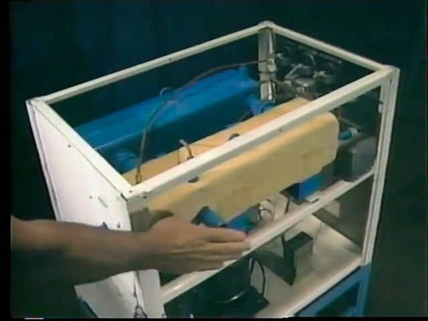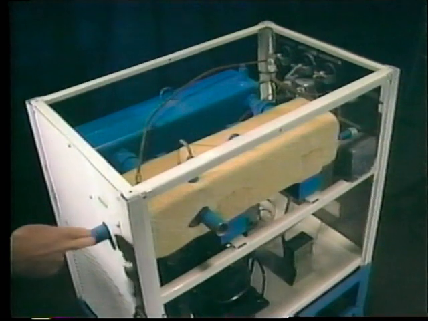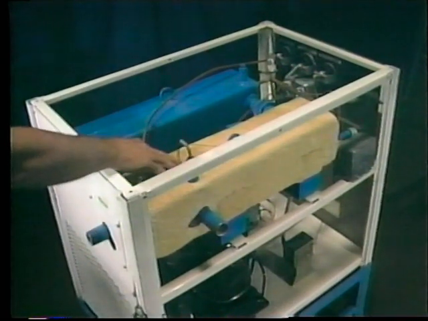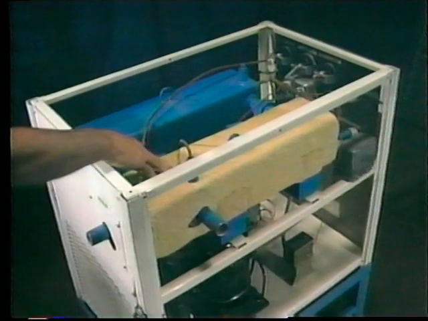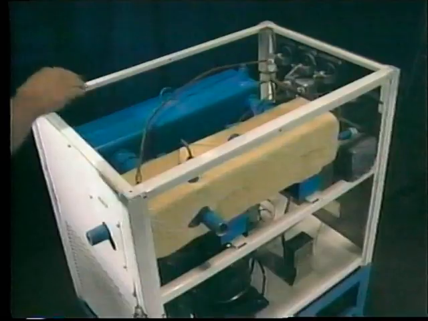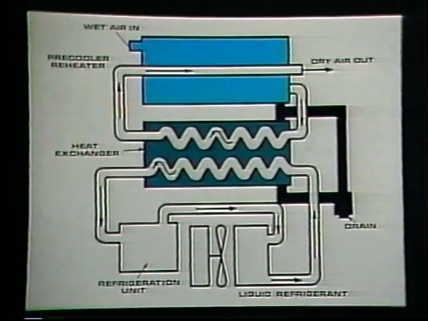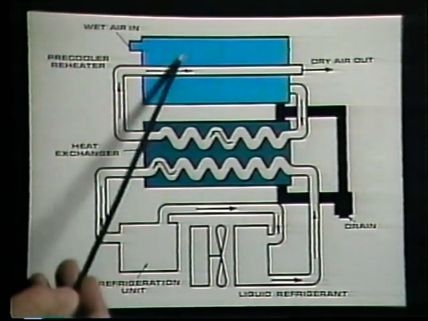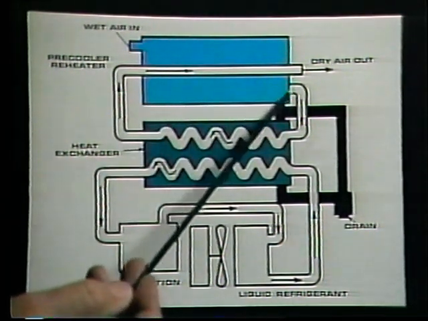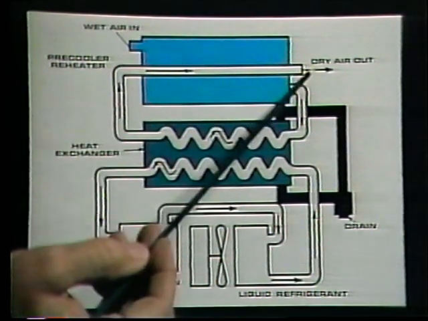Saturated air from the aftercooler enters here and exits here, cool and dry. The main parts of the unit are this pre-cooler reheater section here, a heat exchanger here, and this refrigeration unit here, which supplies the refrigerant. This system drawing shows how it works. We can follow the airflow through this chamber here, then through the heat exchanger. It exits here.